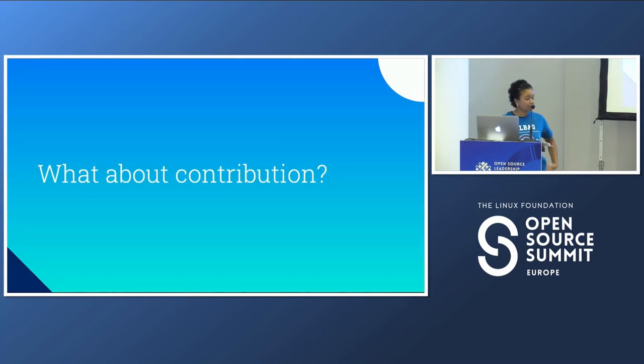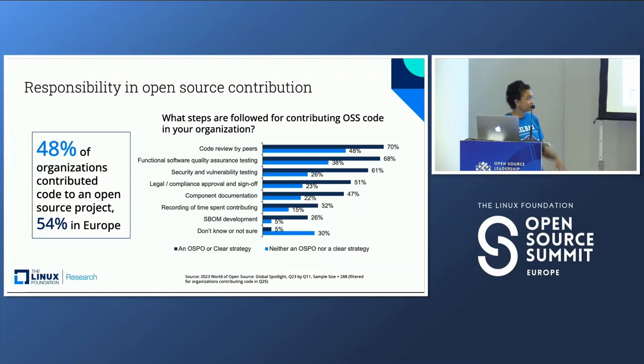All right, so what about contribution? How is that going within organizations? So overall, 48% of organizations contributed code to an open source project. We did also ask about whether they contributed non-code assets such as graphics, or whether they provided documentation or opened a query on Stack Overflow. When explicitly asked about contributing code to an open source project, that was 48%, and that number is 54% in Europe.